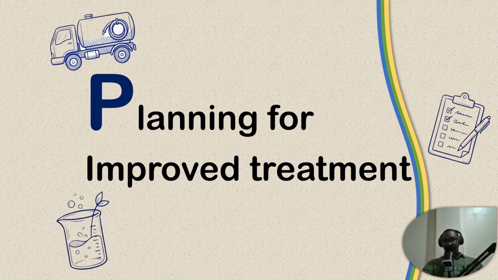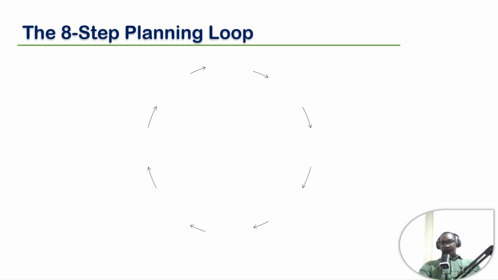Hello. Today let's look at planning for improved treatment. And here we're looking at fecal sludge and septage. Fecal sludge comes from the pit latrine, and septage comes from the septic tanks. So let's dive into the 8 step planning loop.